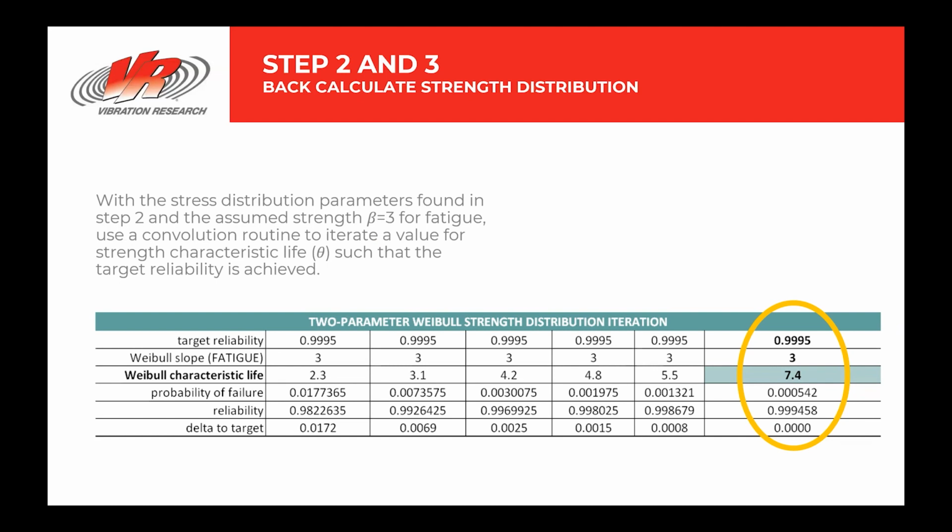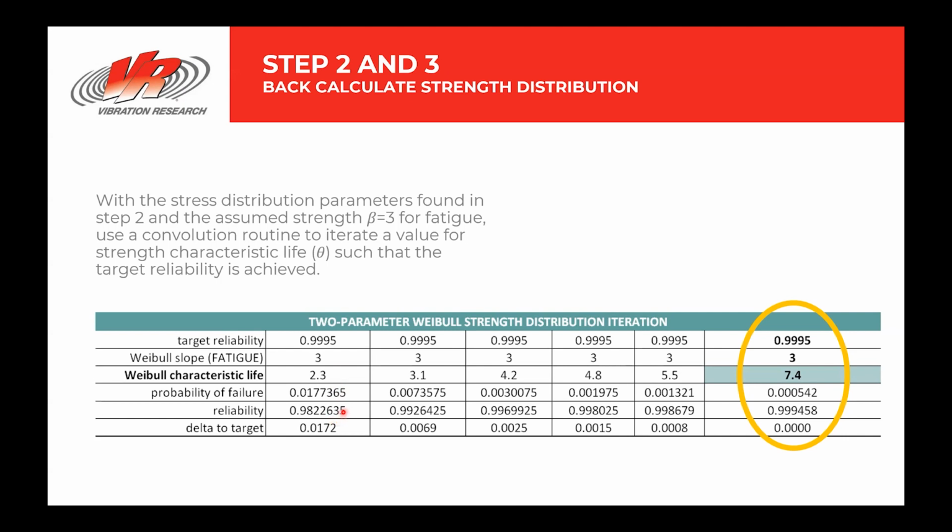You can see in the table that several attempts were made, starting with the guess of theta equal to 2.3. So we started here. Our target reliability is 0.9995. We assumed a strength slope of 3, and we just took a guess. We said, let's let the characteristic life be 2.3. And then we did our convolution. We came up with the probability of failure of 0.0177365, which means 1 minus that for reliability is 0.9822635.